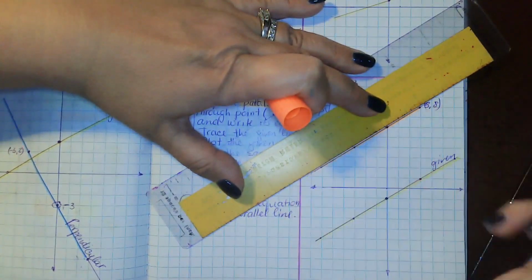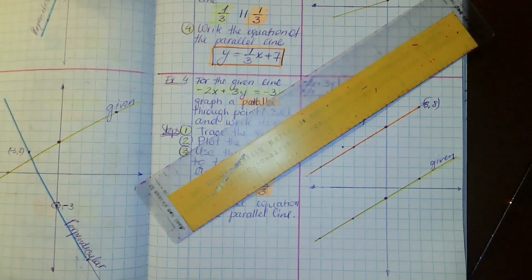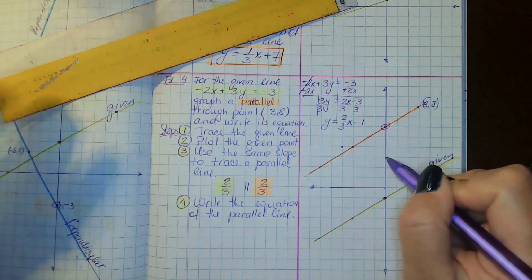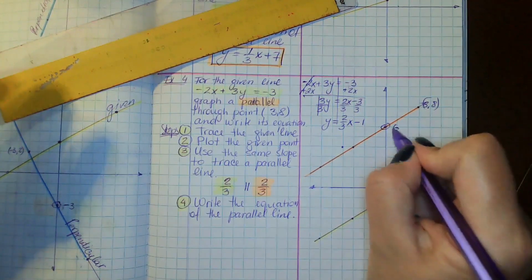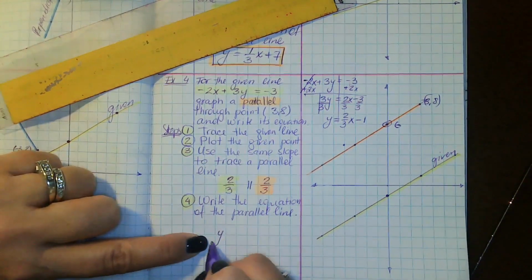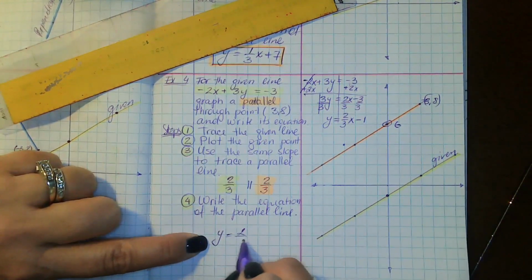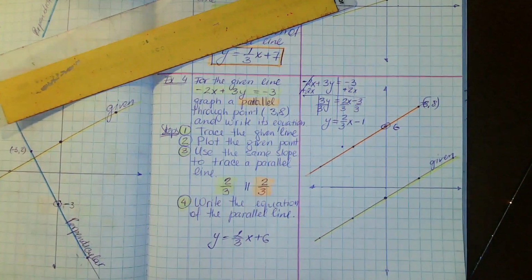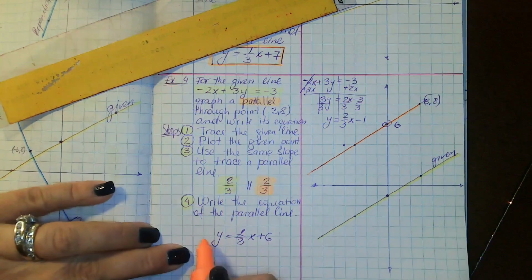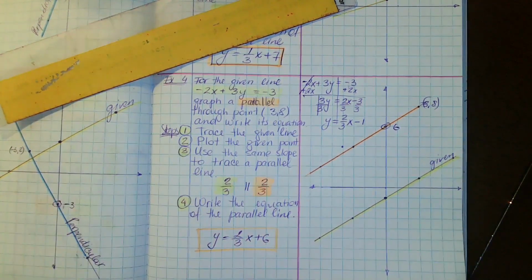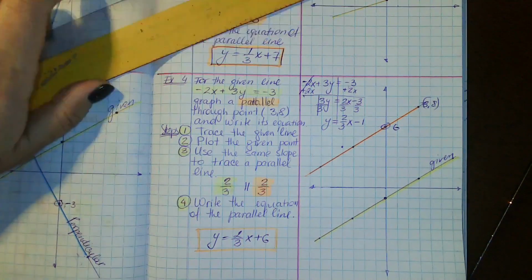With that same slope, we can visually see it's now parallel lines going through 1, 2, 3, 4, 5, 6 on the y-axis. Put that slope 2/3 in front of x and the y-intercept plus 6 to complete the equation in slope-intercept form of the parallel line: y equals 2/3 x plus 6.